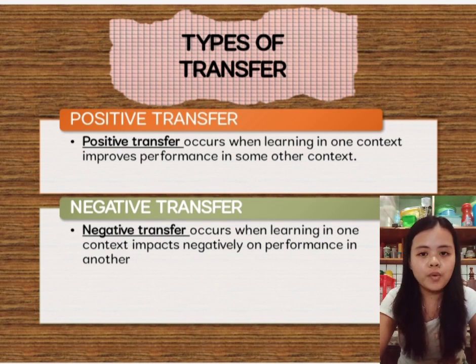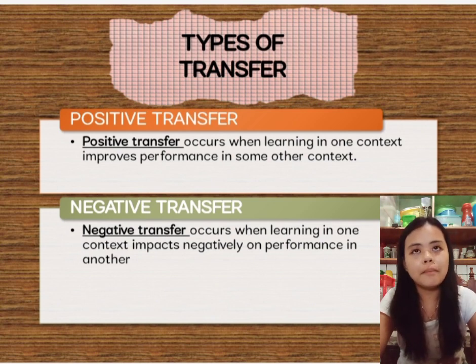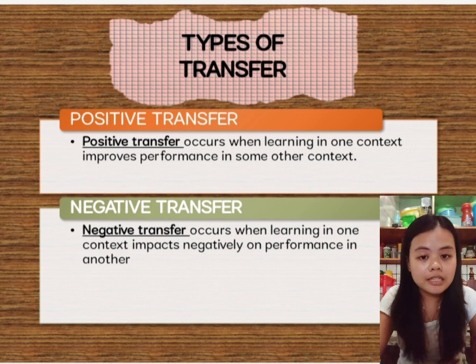So, first we have the positive transfer. It occurs when learning in one context improves performance in some other context. An example of a positive transfer is, for example, skills in playing the violin facilitate learning to play the piano.